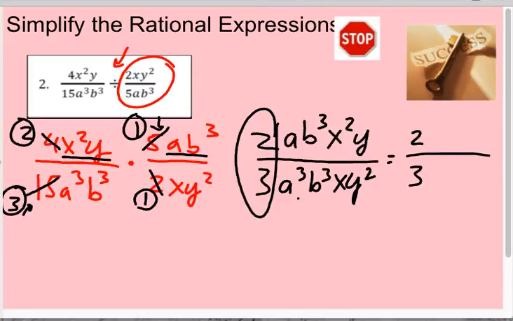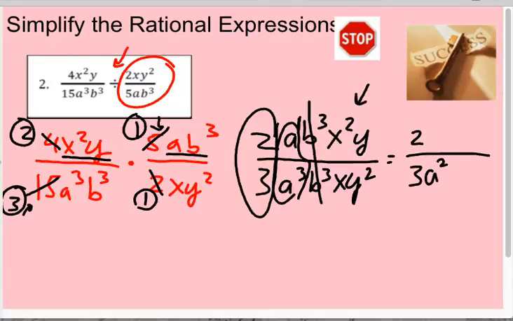Where do I have more a's? I have more a's in the denominator. I have 2 more a's in the denominator. So this is a to the first right here if there is no exponent. So that's 3 minus 1, or a squared. I have b cubed over b cubed. If you subtract those exponents, it's 0. Anything to the 0 power is 1. So that just cancels out to 1.